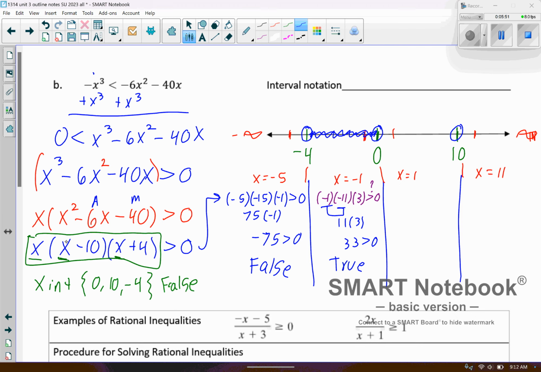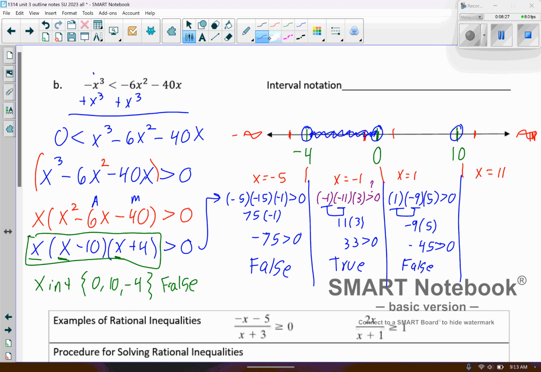So let's see, +1 times, 1 minus 10 would be a -9. And then 1 plus 4 would be a 5. And then is that greater than 0? Well, let's see. Multiply the first two together. That gives me -9 times 5 would be -45. Is -45 greater than 0? No, negative numbers are not greater than 0, so that's going to come back as false, and so we're not going to shade that part.